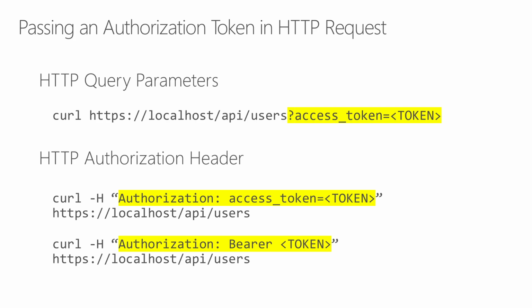You can also provide the same token via the authorization header, once again with curl. Instead of specifying access_token, you can say bearer, and then provide the token. In order for bearer to work, you have to invoke a specific Caddyfile directive to enable that.